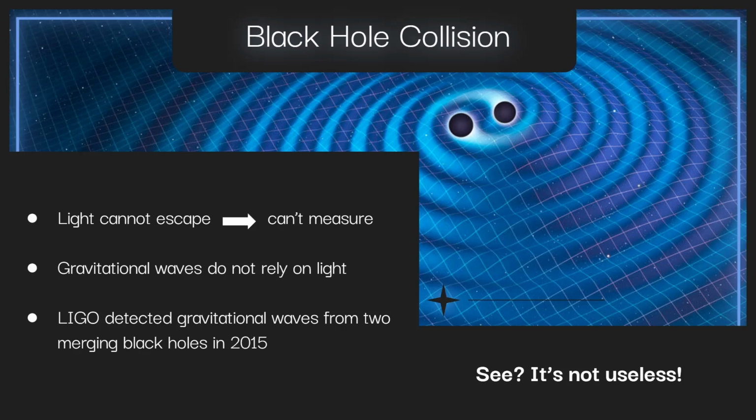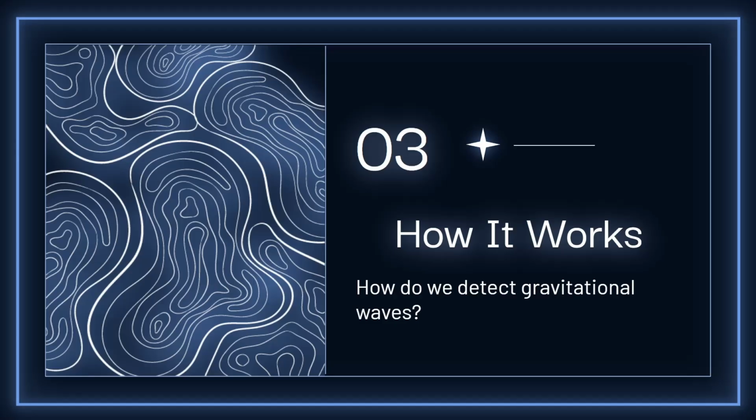That's where gravitational waves come in. They're independent of electromagnetic waves, making it easier to see these events. Also, gravitational waves are almost impossible to interfere with, making it a great alternative to light. Now let's look deeper into how it works.